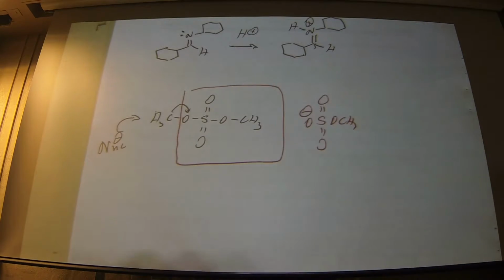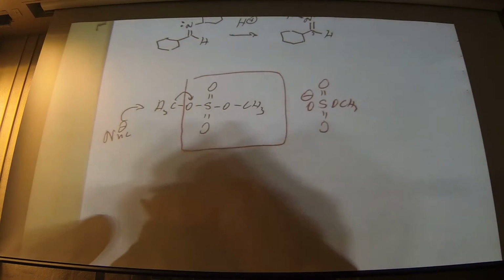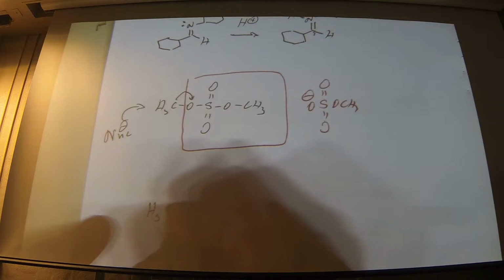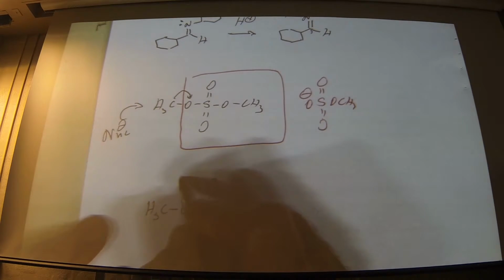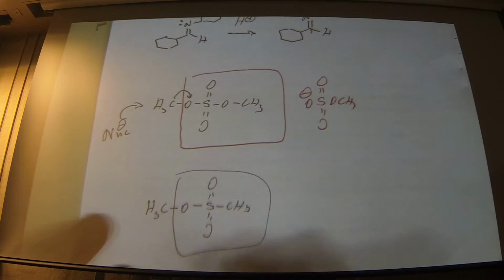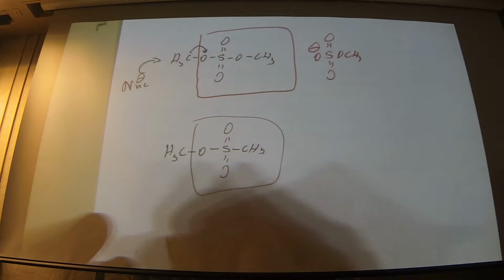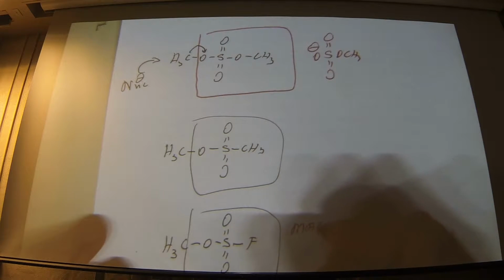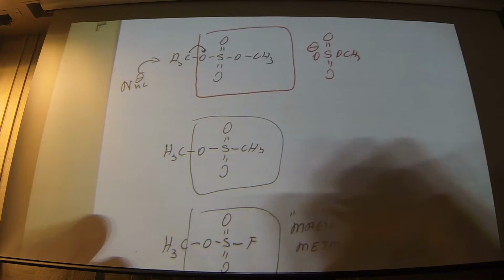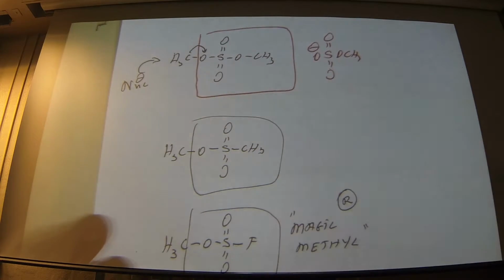The other alkylating agents that we had shown were mesylate, methane sulfonate, and that's really not much different at all. This is just missing one oxygen atom. So that's methyl mesylate. This would be the leaving group. And then methyl fluorosulfonate, or fluorosulfate, pardon me, which is this stuff here. This was the stuff that I said was called magic methyl, and this is no longer commercially available. So this is a registered trademark.